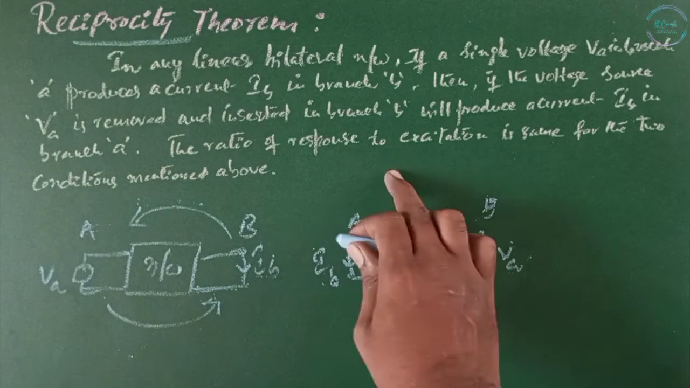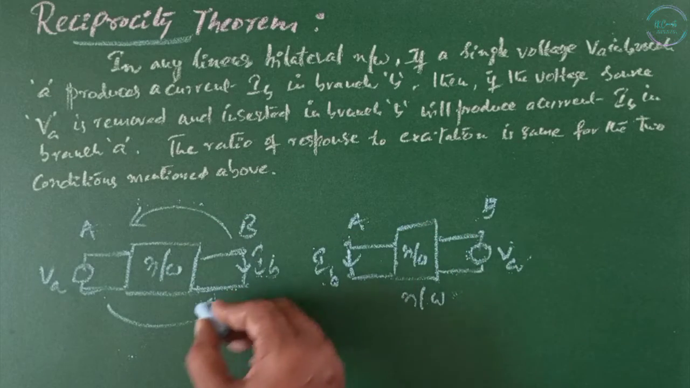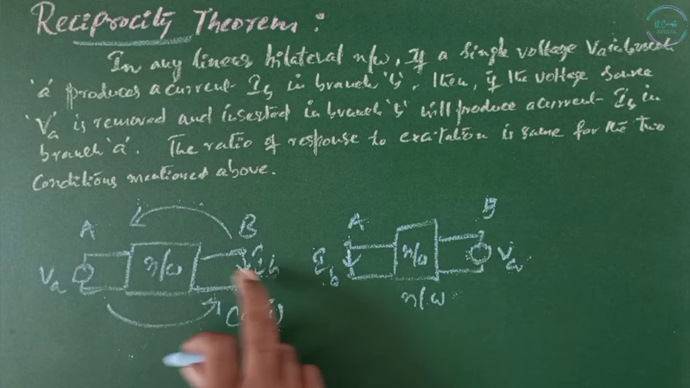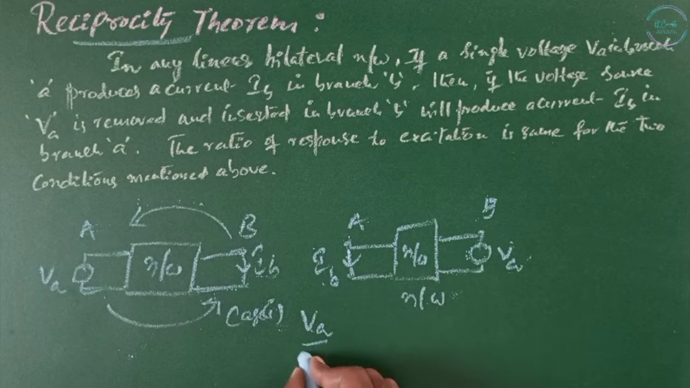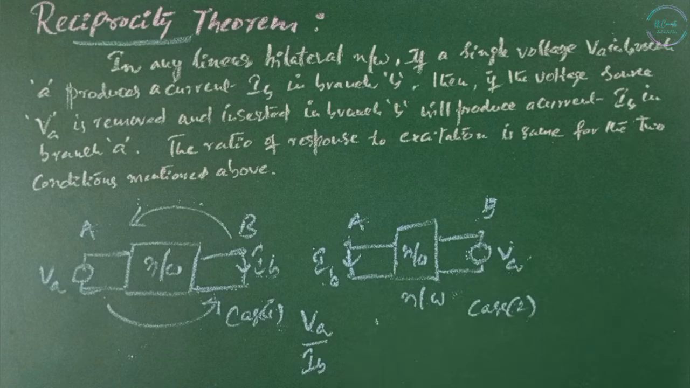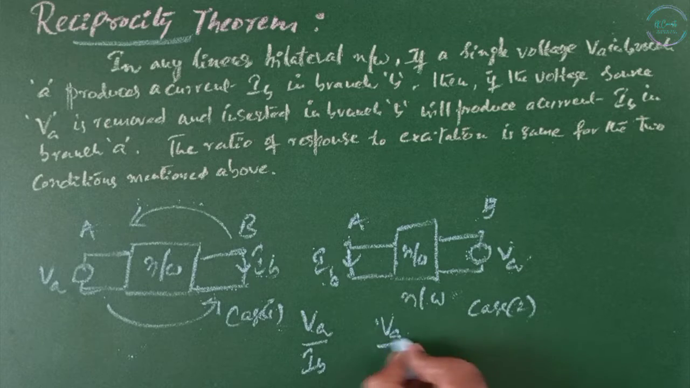The ratio of response to excitation is the same for the two conditions mentioned above, which is nothing but, in case 1, the response is IB and the excitation is VA, so VA by IB. In case 2, the response is IB due to the voltage VA, so here also VA by IB.